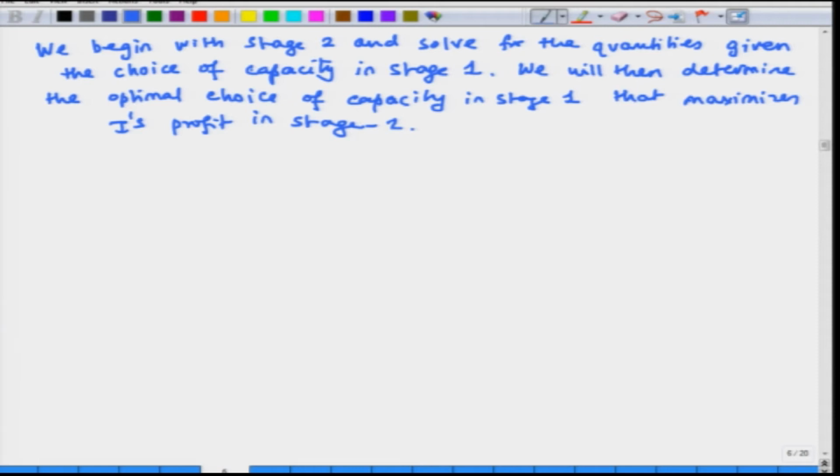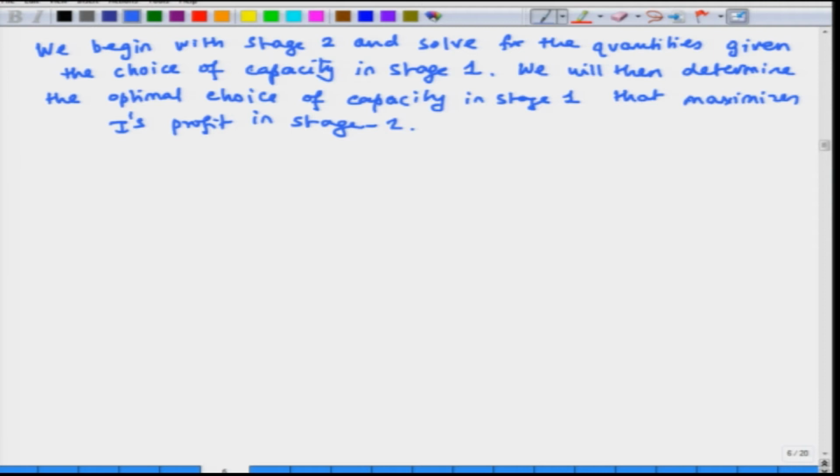So, this is the standard way in which we solve the leader-follower sequential game. We start with the end of the game, which is stage 2, and solve for the quantities because stage 2 is the Cournot competition stage. So, given the capacity chosen by the incumbent, we solve for the Cournot outcomes, and then we step back to stage 1 and ask what is the choice of K1 bar that maximizes the incumbent's profit.